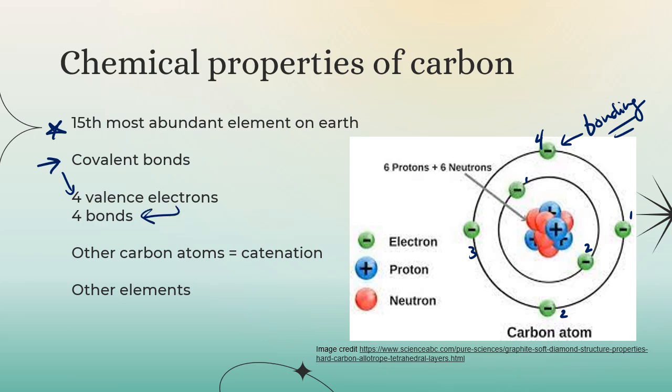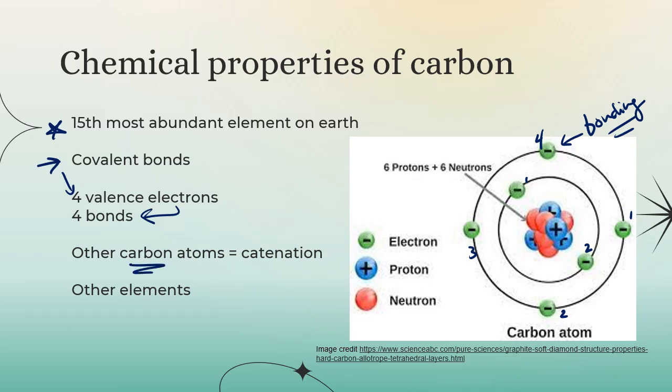It needs to make 4 bonds to get to what we call the octet rule, or 8 is great. Atoms are most stable when they have a full valence energy level. 8 electrons makes that energy level full. So carbon already has 4. It needs 4 more to get to 8. It does that by sharing lots of electrons.